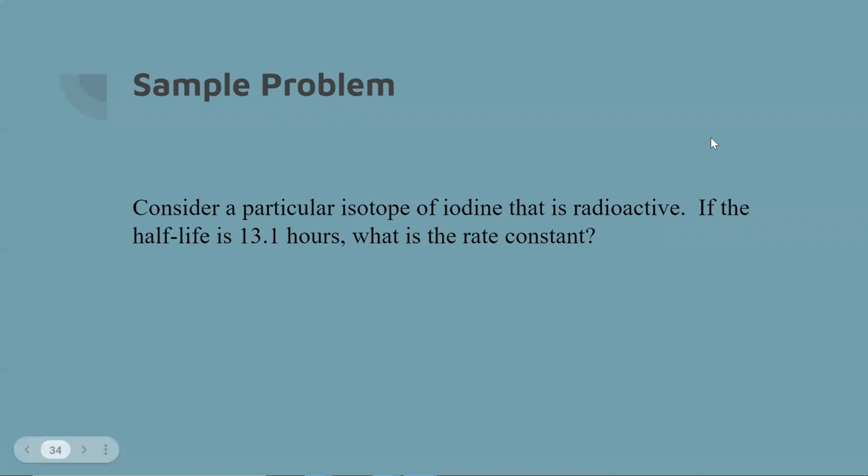This problem says, consider a particular isotope of iodine that is radioactive. If the half-life is 13.1 hours, what is the rate constant? So the first thing to know about radioactive decay is that it is a first order process. This would be something to know if you happen to be taking the AP exam. Radioactive decay is considered a first order process. So you're going to be using that first order equation, which happens to be T 1/2 is equal to ln of 2 divided by your constant.